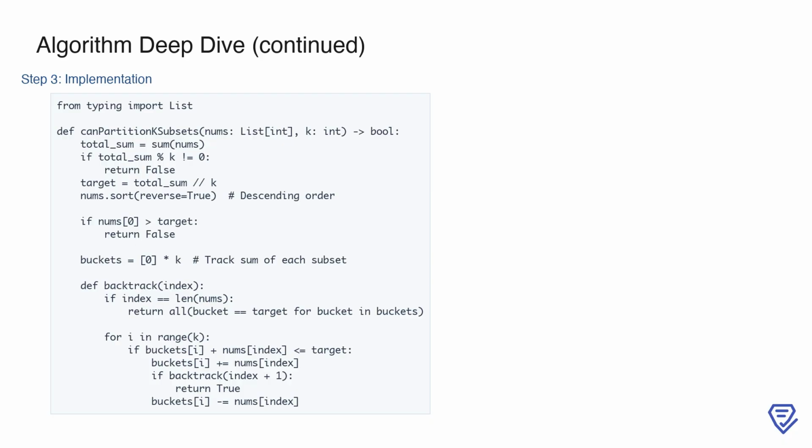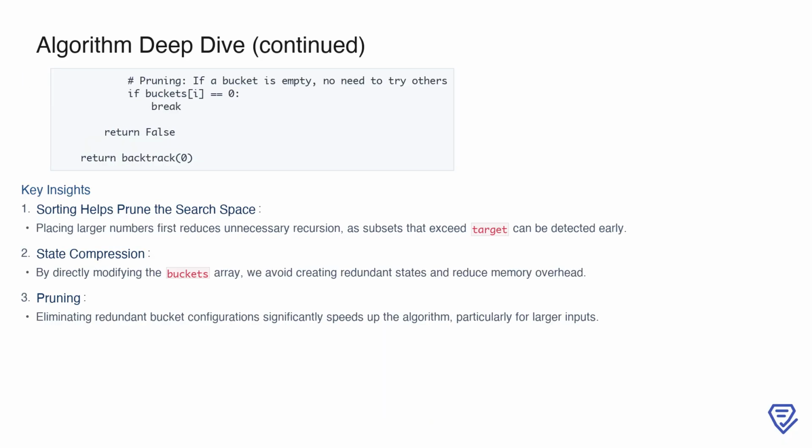To track the sum of each subset, we initialize a buckets array of size k, where each bucket starts at 0. The recursive backtrack function is then defined. It processes each number in the array, attempting to place it into one of the buckets. If all numbers are assigned successfully and all buckets match the target sum, we return true. Otherwise, we explore alternative configurations by backtracking. The backtracking function includes additional optimizations to improve efficiency. Specifically, pruning is applied to avoid redundant configurations.